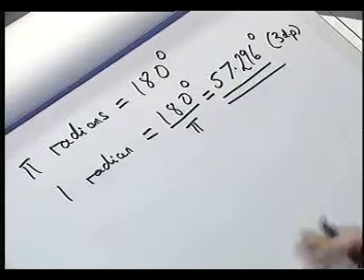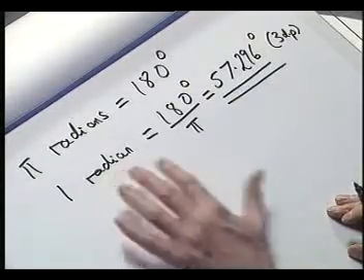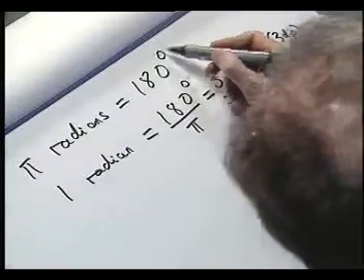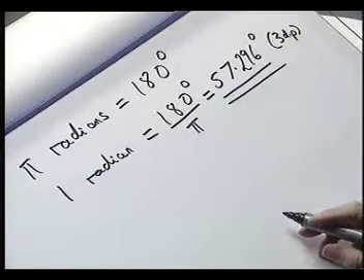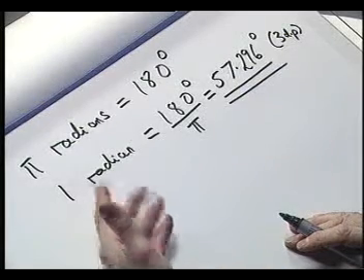Now, so far, I've written down the word radian in full, but I haven't written down the word degrees in full. I've used this symbol, this little 0 up here, to signify degrees. So what do we do about radians?